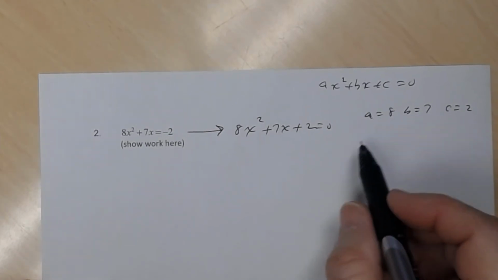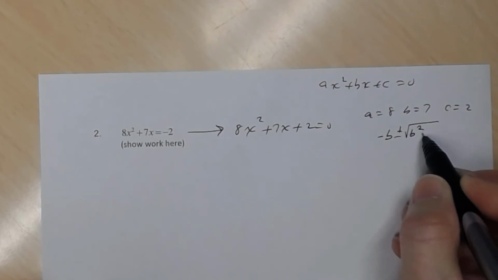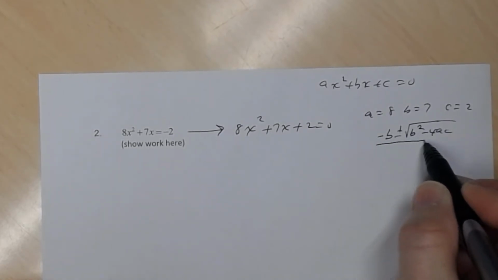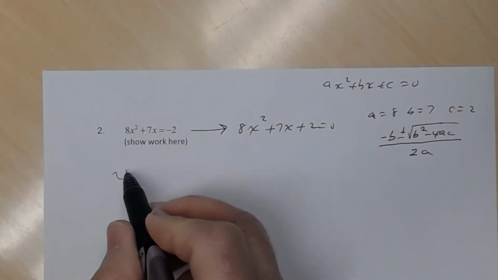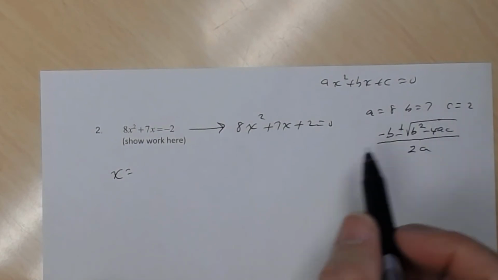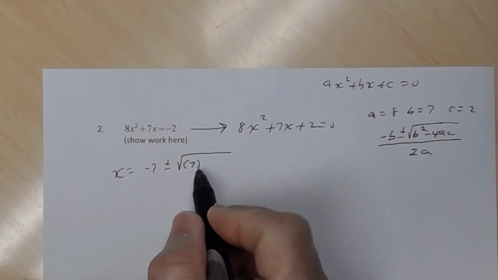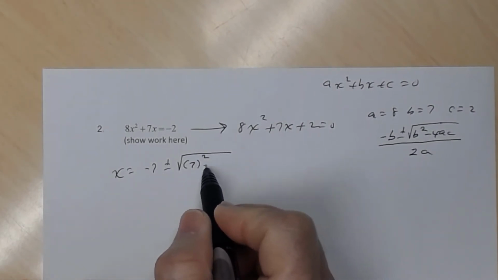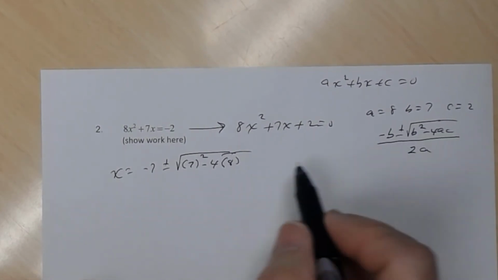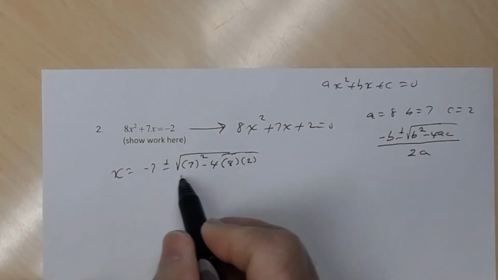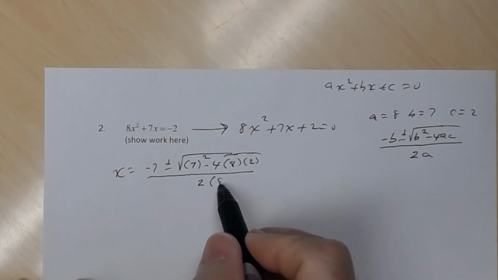And so I'm going to substitute that into the quadratic formula. So remember, quadratic formula is the opposite of b, plus or minus the square root of b squared minus 4ac. This whole expression, the whole thing, is being divided by 2a. And so I get x equals the opposite of 7, which is negative 7, plus or minus the square root of b squared. b is 7. I'm going to square it. Make sure you put that in parentheses. Minus 4 times a, a is 8, and c is 2. All divided by 2 times a, and a is 8.